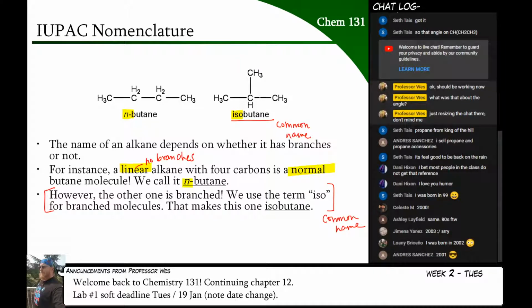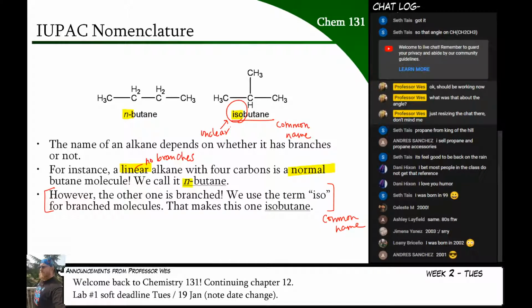Whenever you see iso, you should think, oh, iso means that it's branched in some way. But that's really all you can tell about it. So, iso is kind of unclear, and so it ends up becoming a common name. If I have isobutane, I have a methyl group connected in the middle of a propane chain. That's just what isobutane is.